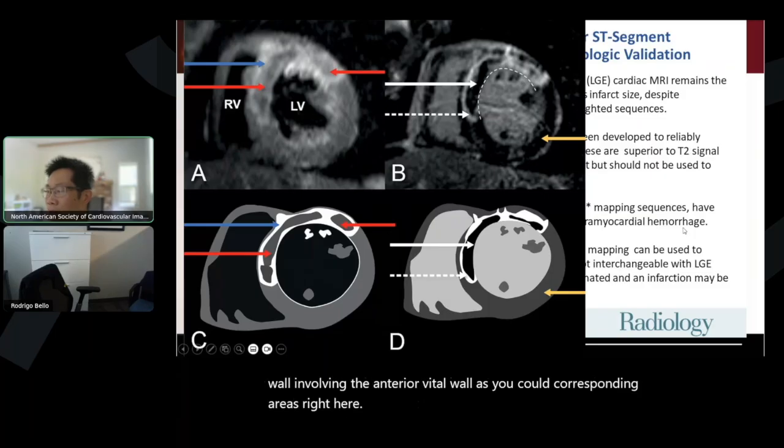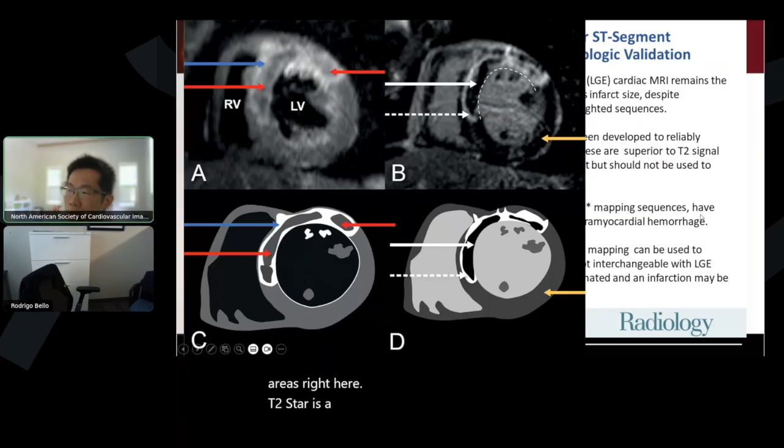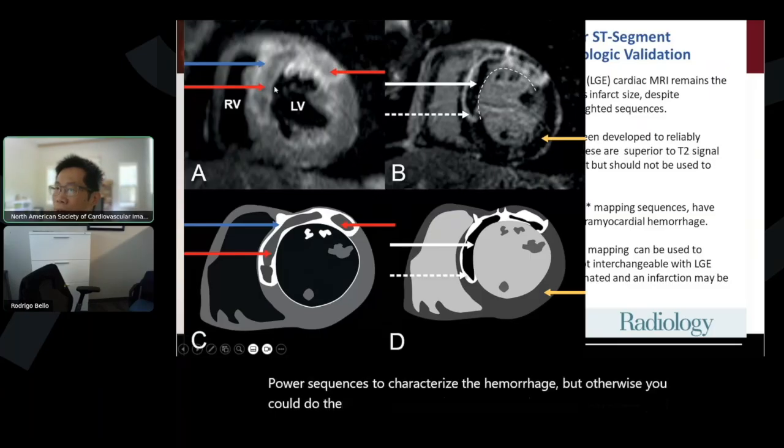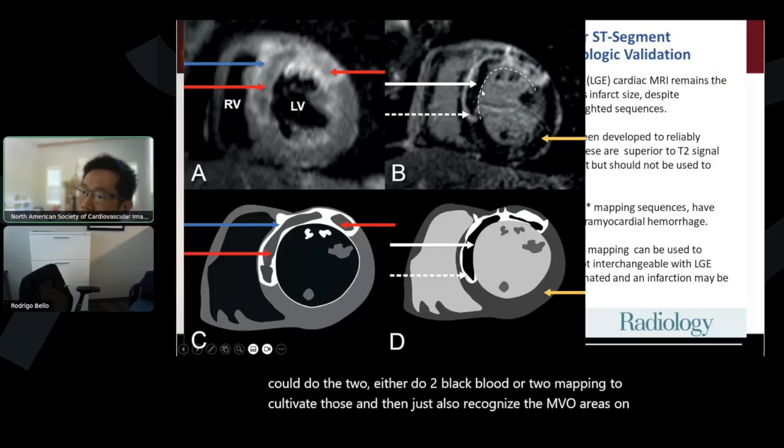T2 star is a good pulse sequence to characterize the hemorrhage. But otherwise, you could do T2 black blood or T2 mapping to characterize those, and then also recognize the MVO areas on the LGE PSIR sequences.